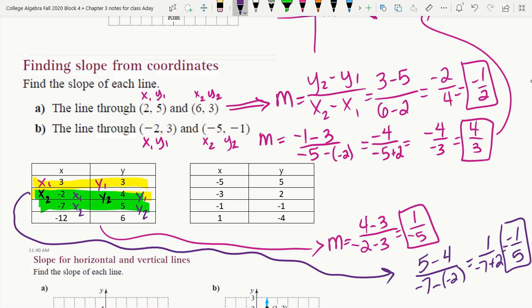And then the next one, you can work this one out on your own.